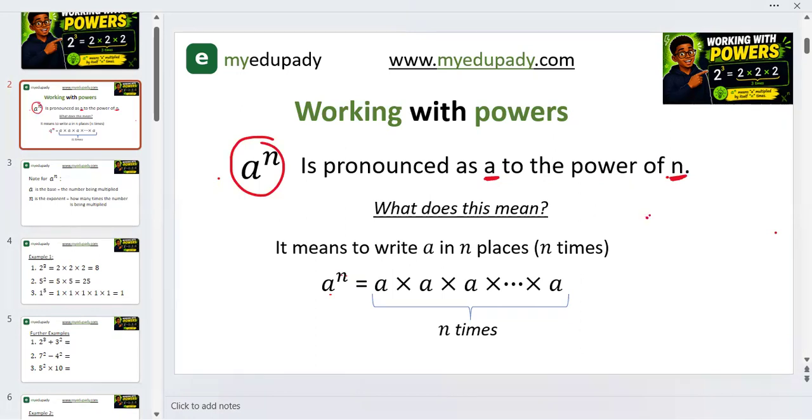So if I have something like this, m to the power of n, it simply means I am writing m in n places, n number of times. So what exactly does m mean? What exactly does n mean? So if we have it like this, what do they mean? If we have it like this, what do a and n also mean? So let's take a look at this.